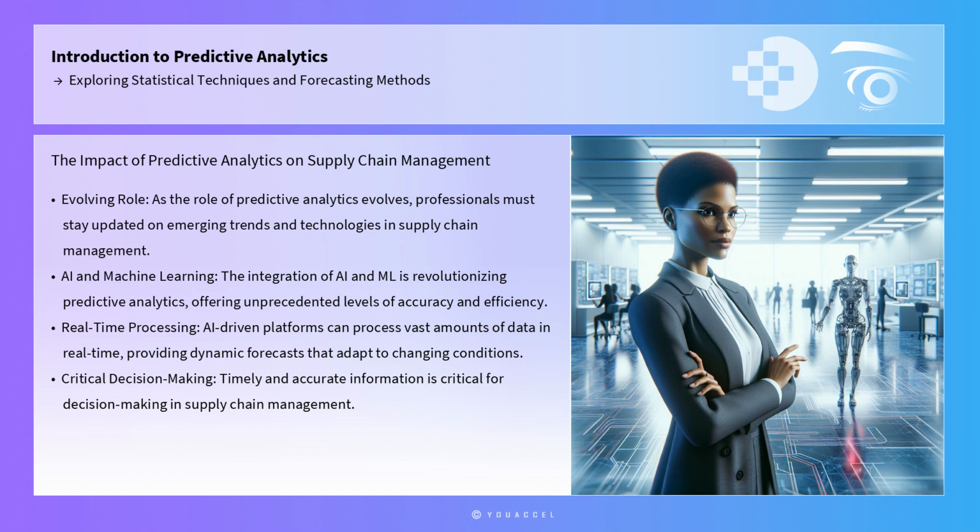As the role of predictive analytics continues to evolve within supply chain management, professionals must remain abreast of emerging trends and technologies. The integration of artificial intelligence and machine learning into predictive analytics is revolutionizing the field, offering unprecedented levels of accuracy and efficiency. AI-driven analytics platforms can process vast amounts of data in real time, providing dynamic forecasts that adapt to changing conditions. This capability is particularly valuable in supply chain management, where timely and accurate information is critical for decision-making.